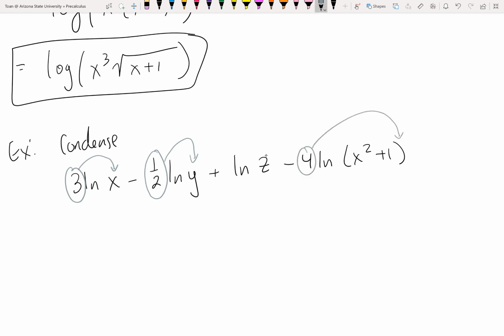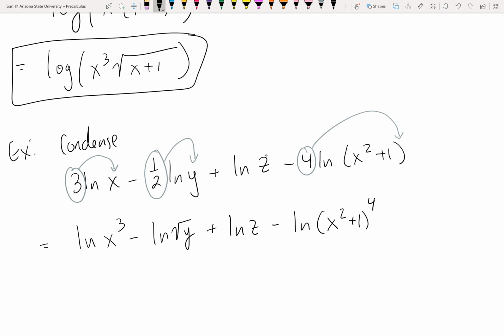Notice I only work with the numbers. I do not touch the positive and negatives. So we have ln of x cubed minus ln of y to the 1/2 power. I'll go ahead, just to save myself some time, call that the square root of y, plus ln of z minus ln of x squared plus 1 to the 4th power.